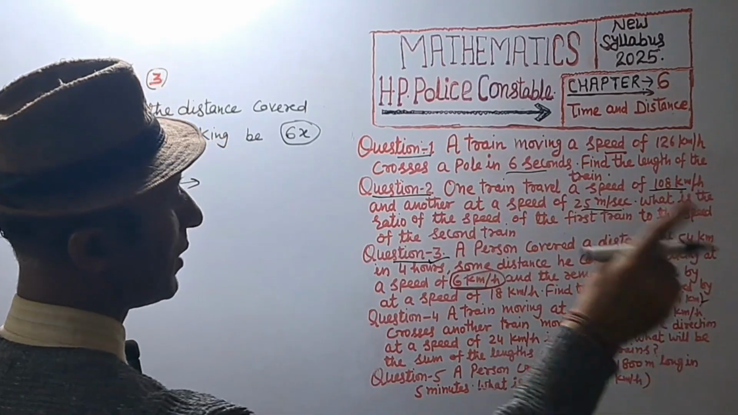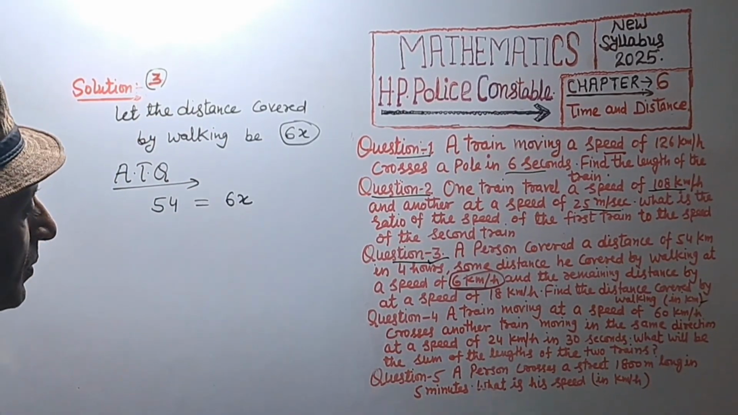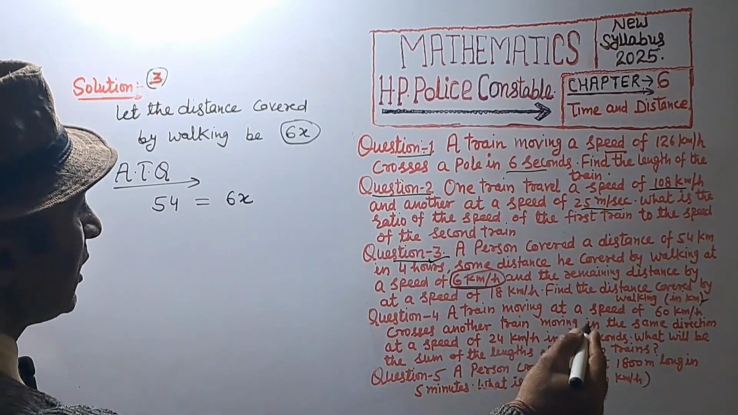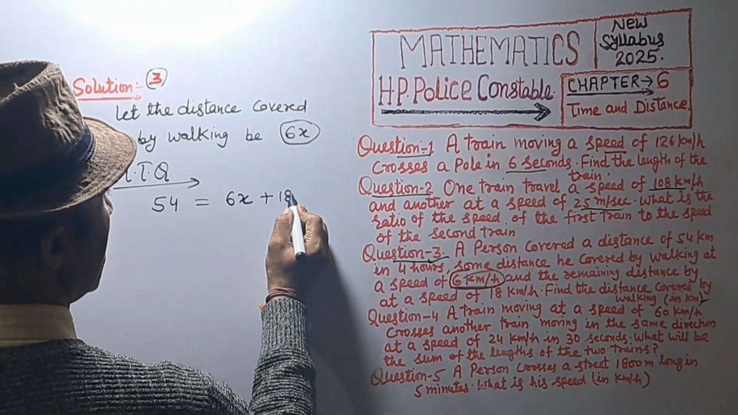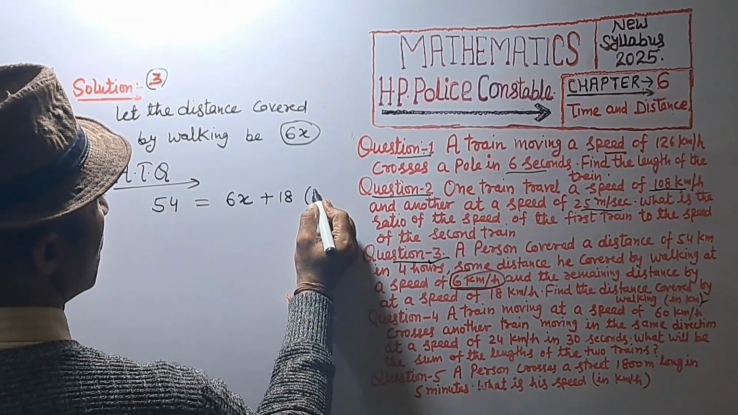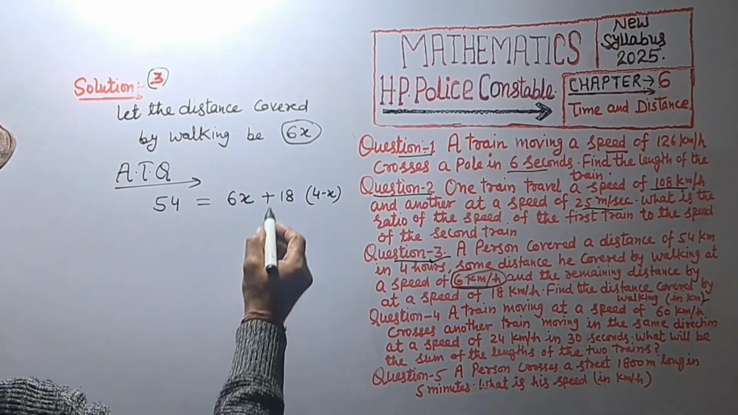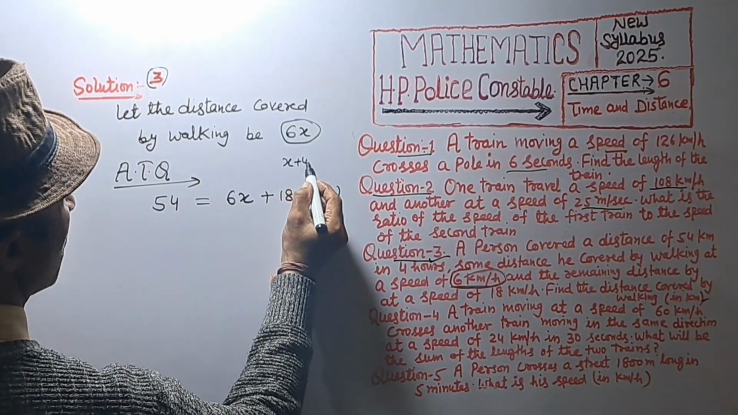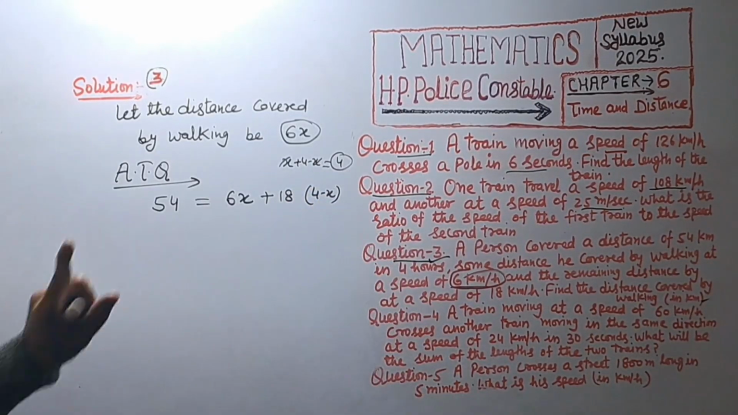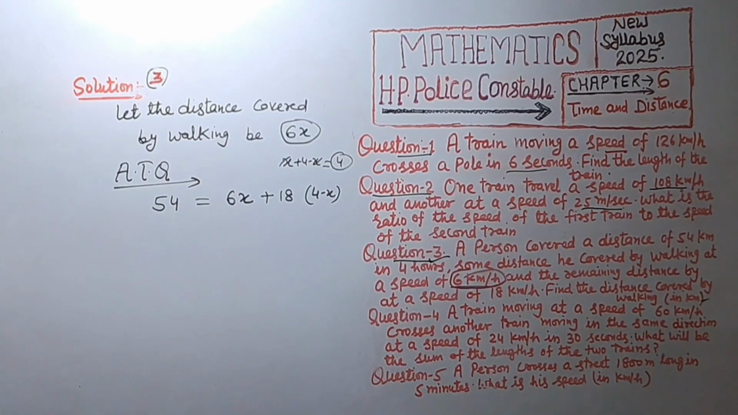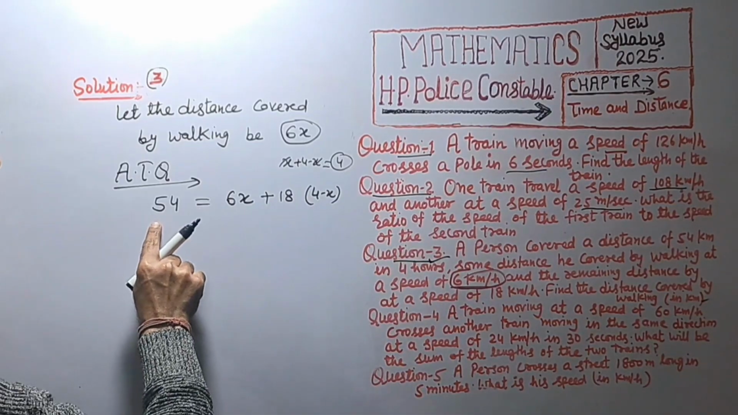Some distance he covered by walking, that is equal to 6 into x, and the remaining distance at a speed of 18 km, 18 into (4 minus x). The sum of x plus 4 minus x is equal to 4 hours. Total distance covered is 54 km in 4 hours.